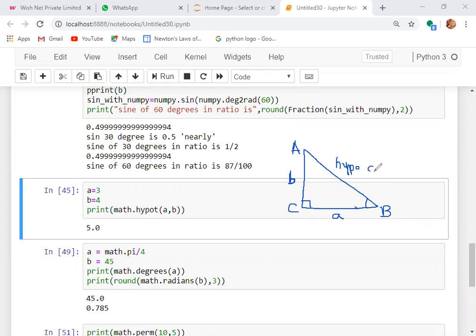You know how the Pythagoras theorem works. The Pythagoras theorem tells us that hypotenuse square is equal to perpendicular square plus base square.